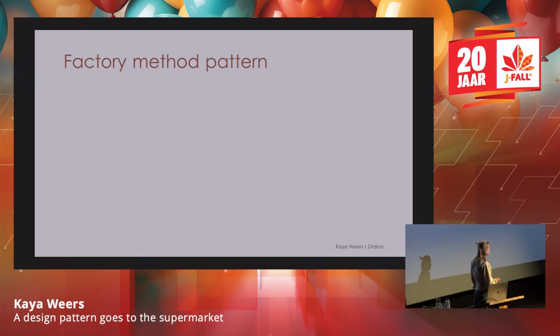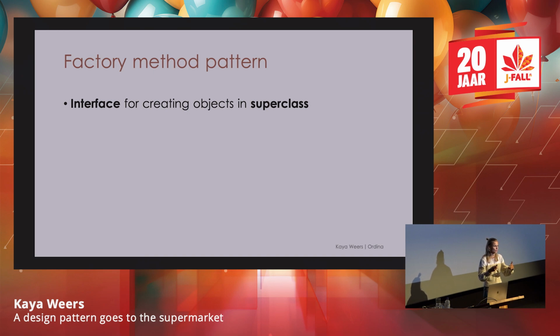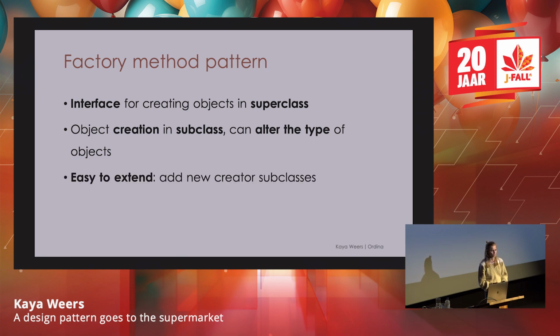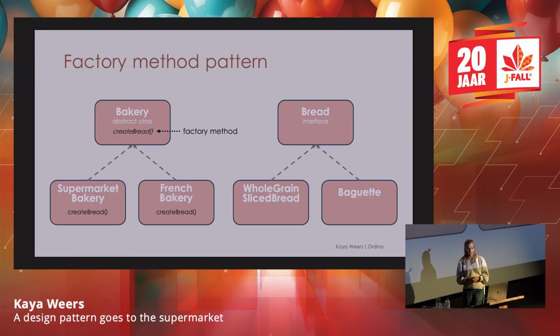And this pattern is about you define in the superclass the interface for the creation. So what kind of object you're creating and that you're creating it. But then the subclasses do the actual creation, and they can also change the subtype. So in this way, it's easy to extend. You can create new creator classes. And that's also what we see here, how it works.